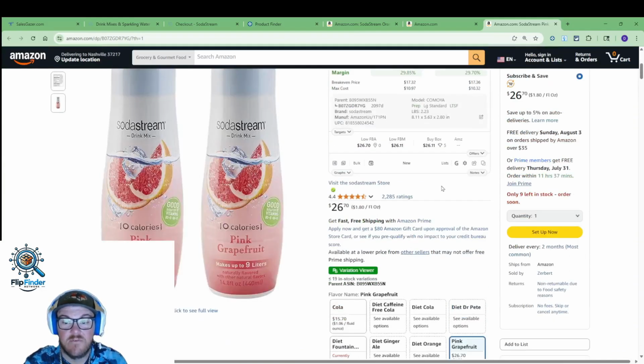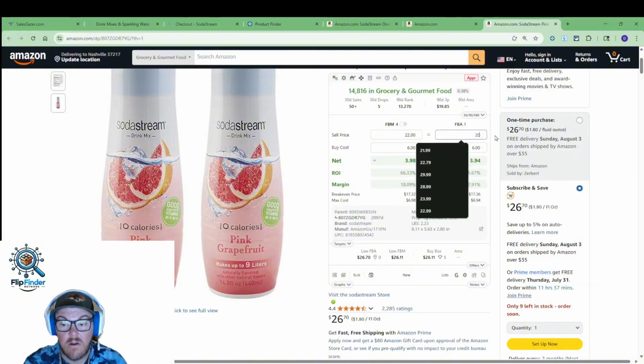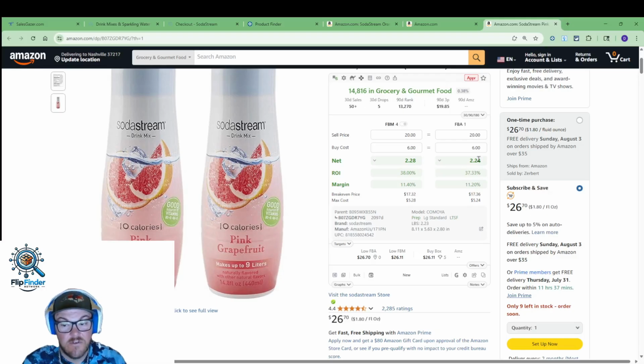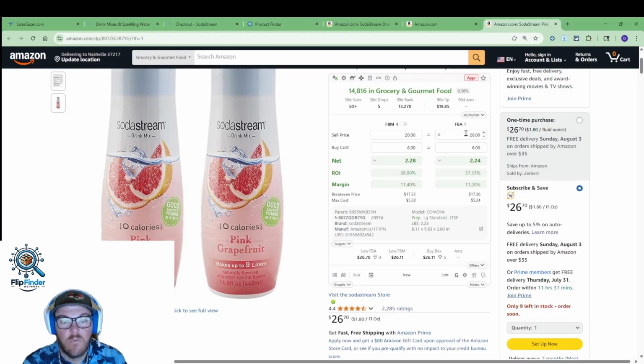So we scroll back up to our profit calculator. Let's change the sale price to 22. At 22 bucks, we're still making almost a $4 profit, 65% ROI. That's a really great first product. And even if we come down to that $20 mark, which is our low for the year, we're still making a couple bucks. We're not quite where we want to be profit-wise, but we're not losing money.